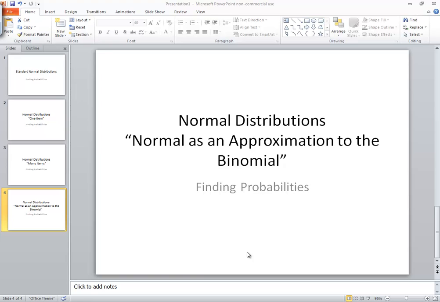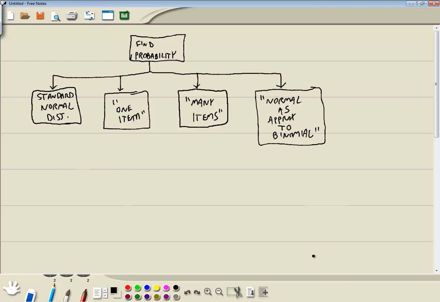In this video we're going to take a look at normal distributions, and we're going to take a look at finding probabilities using normals and approximation of the binomial. Let's take a look at our flow chart. This is finding probabilities. Now remember, there's other names for probabilities. There's find percentage, proportion, or area. So any of those words mean the same thing in terms of this function.